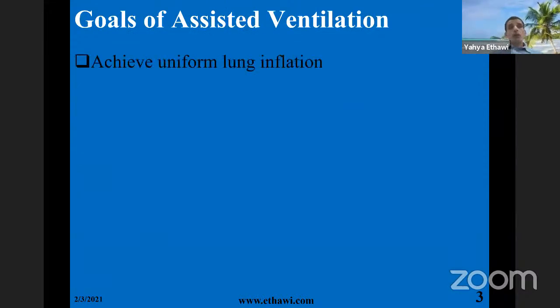Now, what are the goals when we use assisted ventilation? Well, the goal is to inflate all the lung. As you know, we have more than one zone. We have the inflation zone, we have the matching zone, and we have the perfusion zone.